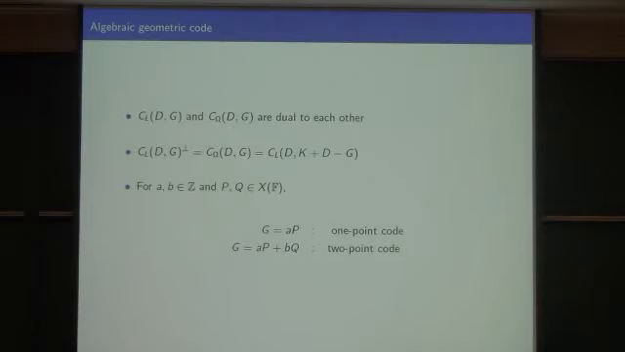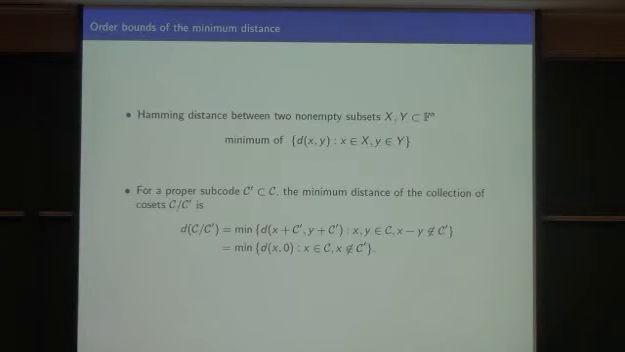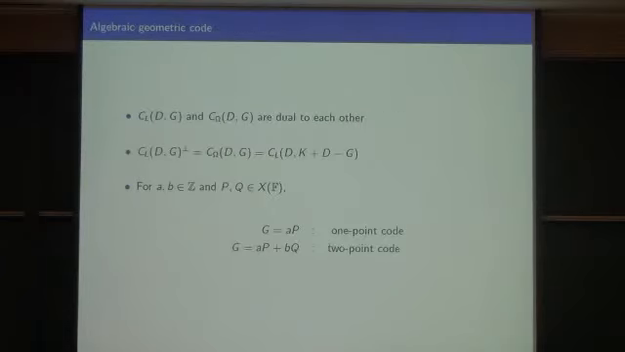Now the evaluation code and the residue code are dual to each other. So when we want to compute C_omega(D,G), we don't actually compute this, we just compute the equivalent code, which is C_L(D, K plus D minus G). If G has 1 point, this is called a 1-point code. And if G consists of 2 points P and Q, we call this a 2-point code.